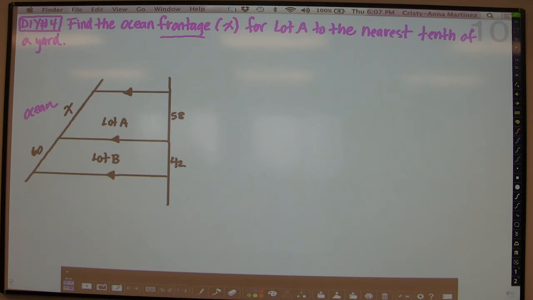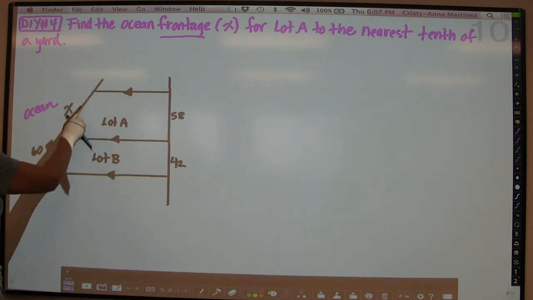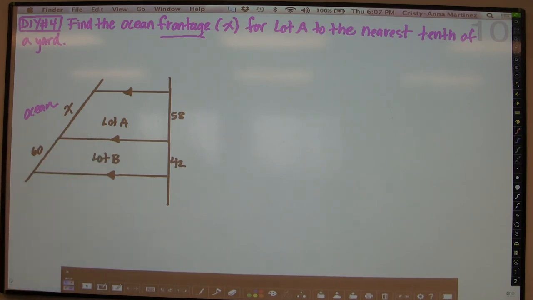So it says, find the ocean frontage for lot A. So we know that the ocean frontage for lot B is 60. Basically, the distance between here and here is 60. This is the property lot B, so its ocean frontage, how much of it is facing the ocean, is basically here to here, 60. So it's asking us to find the ocean frontage. So what I did is I added X. So basically what they want us to do is find X. And X goes from here to here. It's the ocean frontage of lot A to the nearest tenth of a yard. But basically all you have to do is set the proportion, and then you can figure that little guy out.